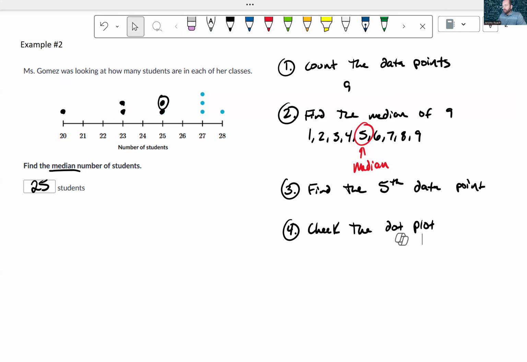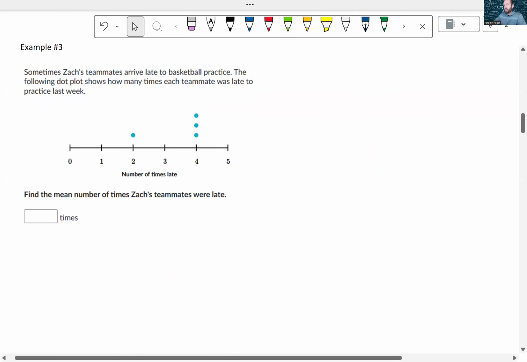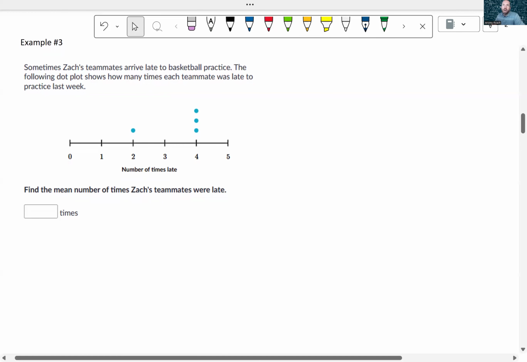Let's look at one more of these. This one is a little bit tougher, but it's asking us, I believe, the same. No, it's asking us for the mean this time. So it's asking us for a different question. We were looking for the median, which was the middle number. Now we're going to look for the mean, which is the average.